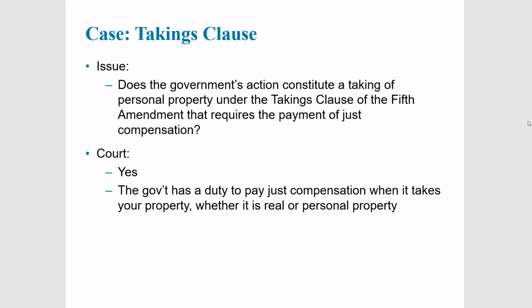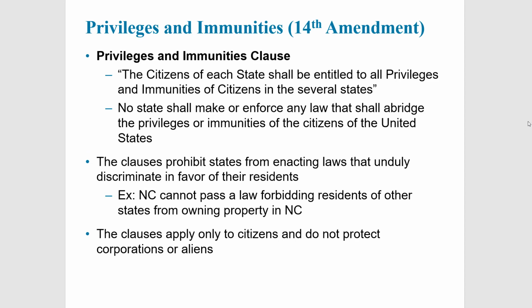The Privileges and Immunities Clause of the 14th Amendment says that the citizens of each state shall be entitled to all privileges and immunities of citizens in the several states. This means that no state can make or enforce a law that shall abridge the privileges or immunities of the citizens of the United States.